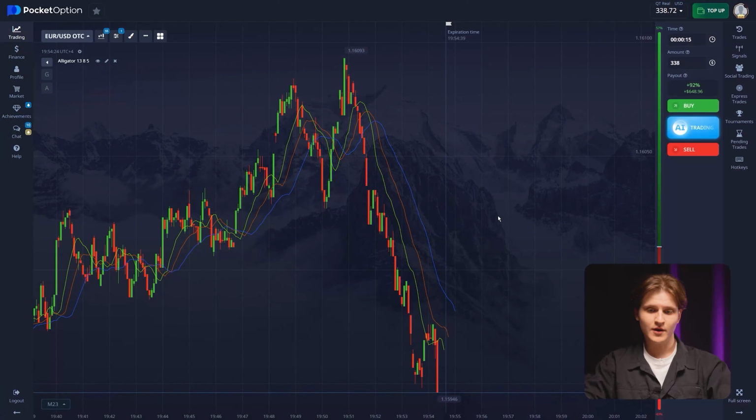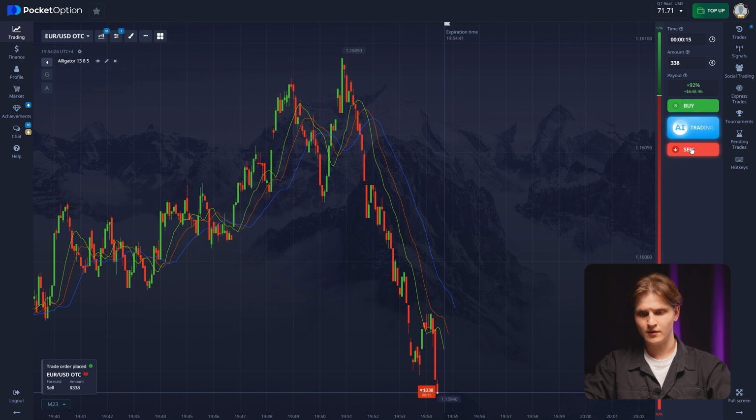Good deal. I'm moving on. We see downward momentum and downward movement on the alligator indicator. Just follow the trend.